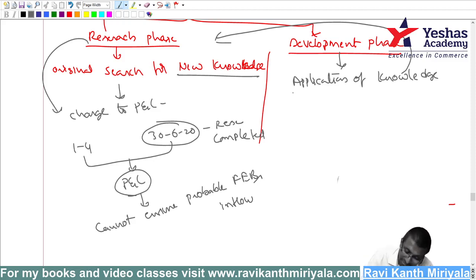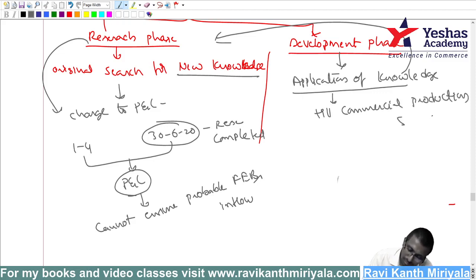But it is an application of knowledge till what date, sir? Till commercial production starts. Till the date commercial production starts, it is called the development phase. Sir, can I recognize an asset? Yes, we can recognize an asset. That is what is called intangible asset under development.